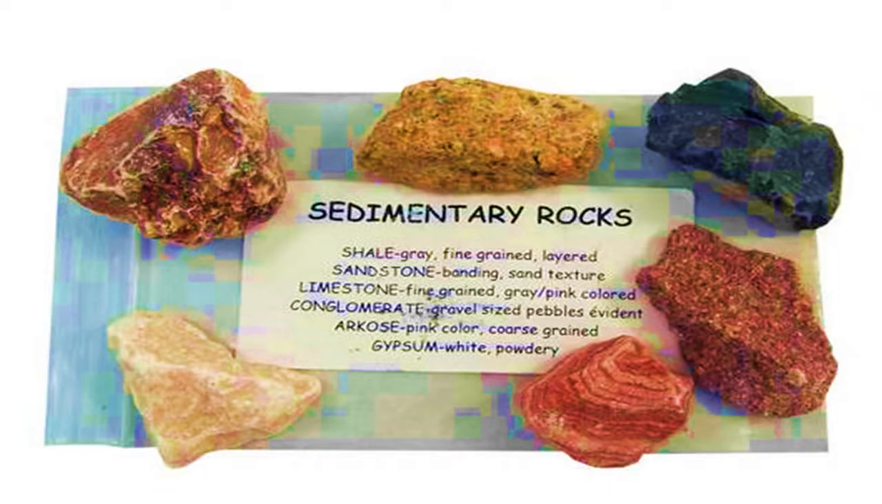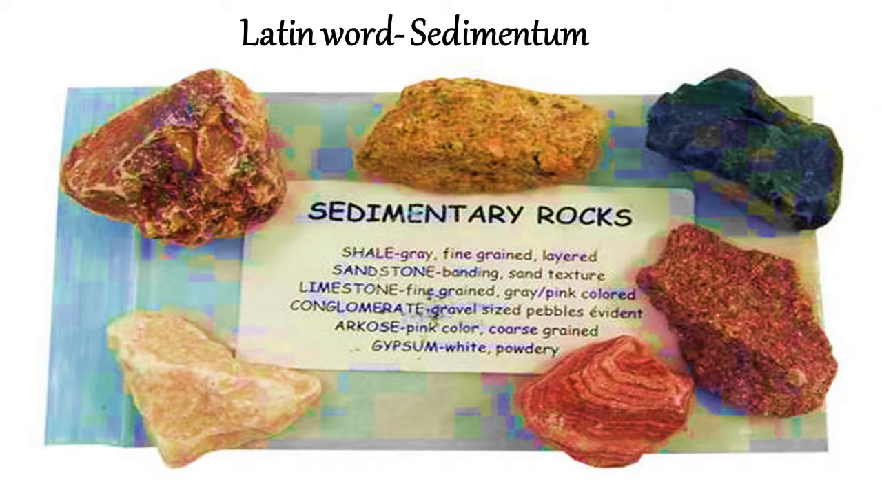In today's class, we shall discuss the second type of rocks, that is sedimentary rocks. The word sedimentary has been derived from the Latin word sedimentum, which means settling down. The process of weathering and erosion constantly breaks the igneous and other rocks into fragments of all shape and size. The agent of erosion provides the raw material needed to form the sedimentary rocks.